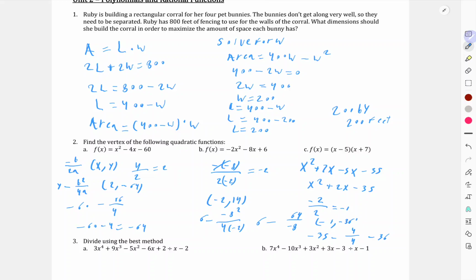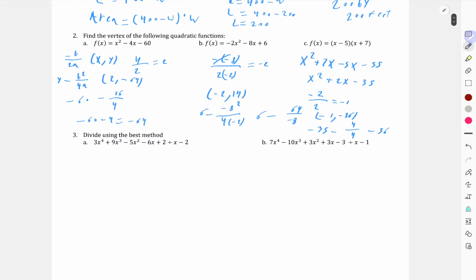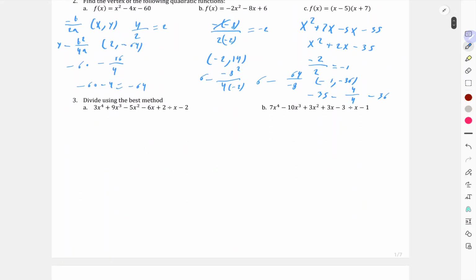Negative 36. If I plug this into my answer checker right now, which I will, because I want to teach this correctly, when I check it with my answer checker, it says that the vertex is negative 1 and negative 36, which is correct. All right, divide using the best method.